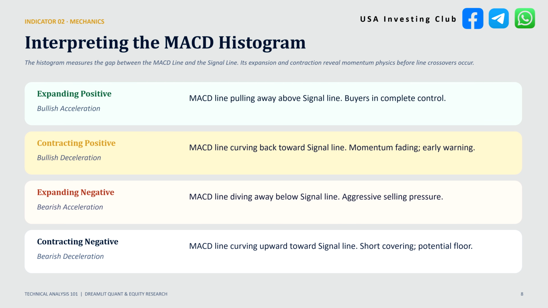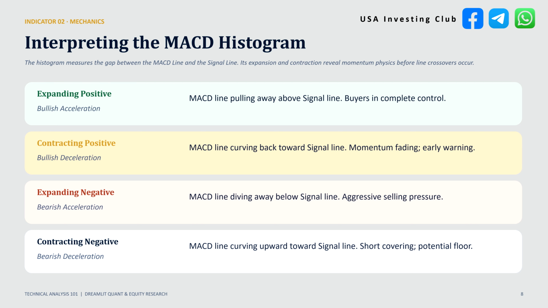Let's slow down on the histogram specifically, because it deserves its own careful treatment. It measures the gap between the MACD line and the signal line, and its expansion or contraction reveals momentum physics before any line crossover actually occurs. There are 4 distinct states worth naming precisely. Expanding positive is bullish acceleration. The MACD line is pulling further away above the signal line, and buyers are in complete control.